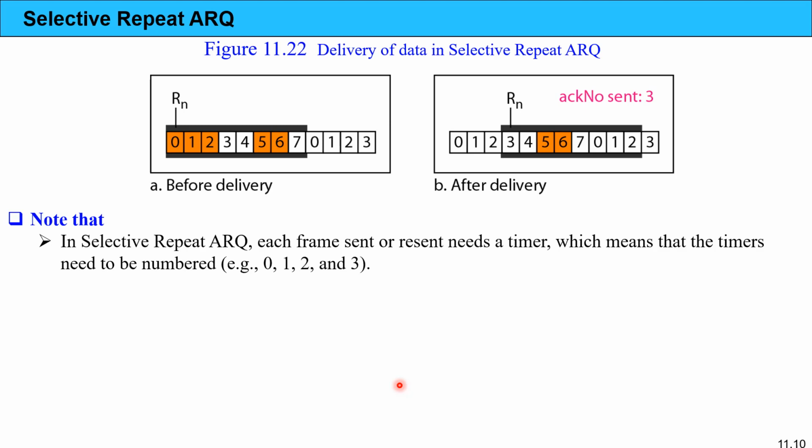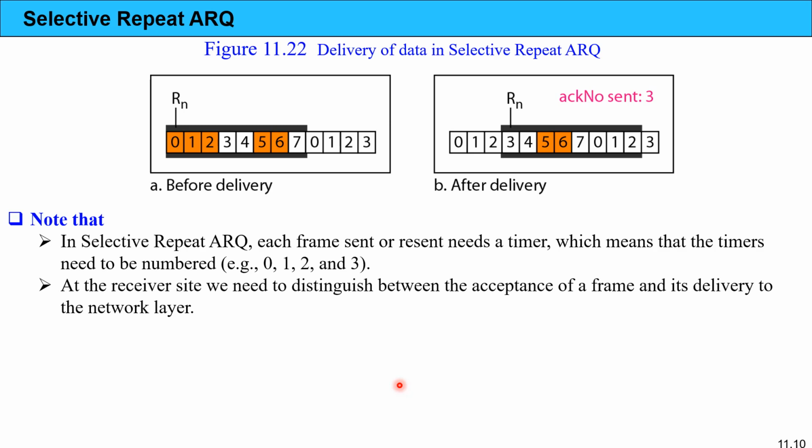If I ask you, I have for example a window size containing 4 frames, how many timers will I start? 4 timers, not 1 timer. If I send one window with 4 frames, I will initiate or start 4 timers, so the number of timers equals the number of frames. This is the first note.